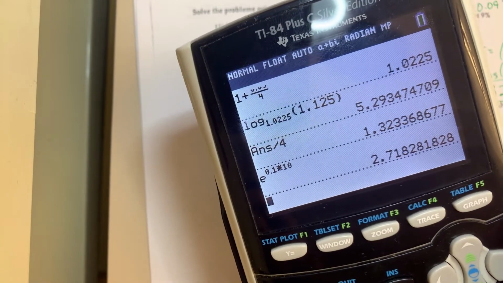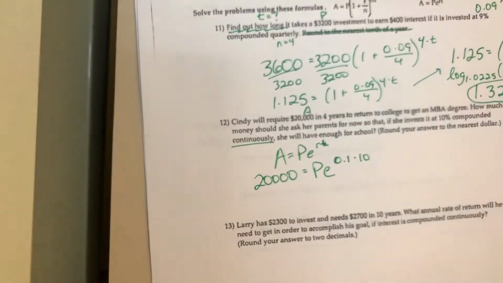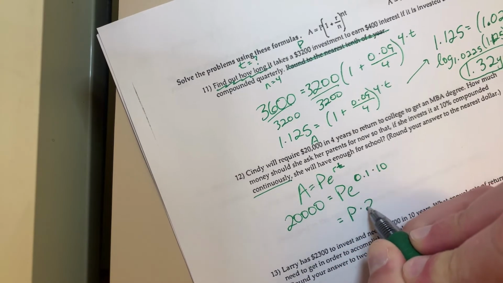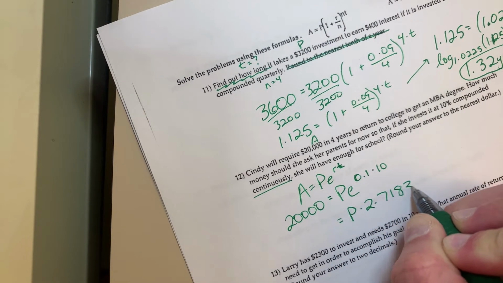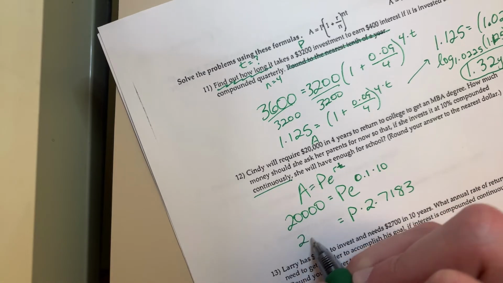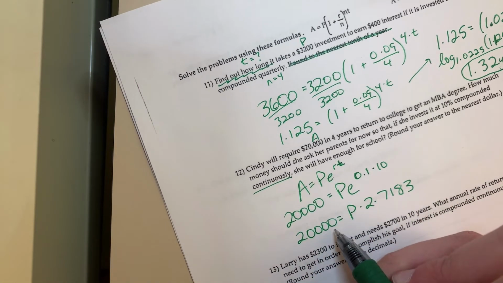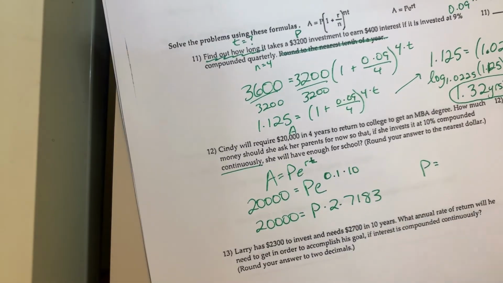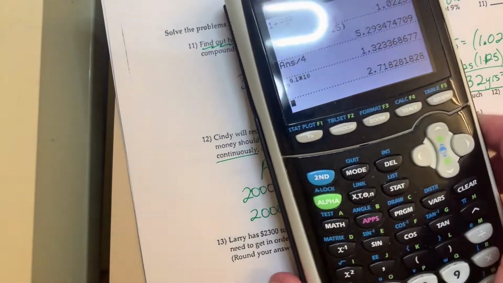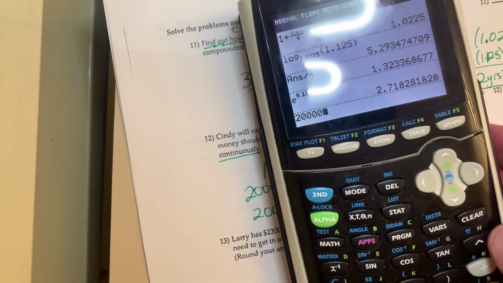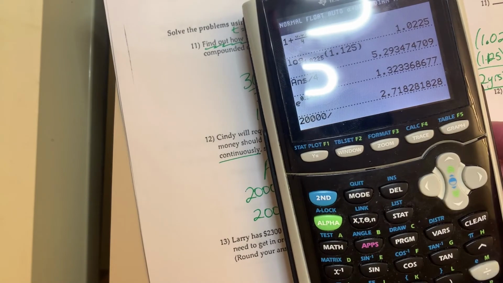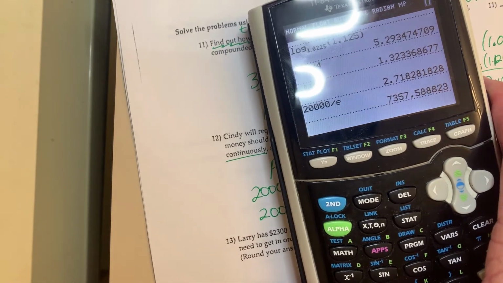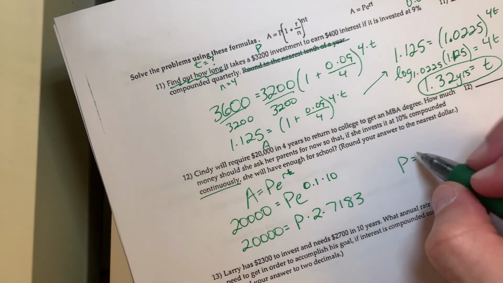So let's just say it's 2.7183, if we round just a little bit. So P times 2.7183, or pretty much exactly what E is. So basically my answer is going to be 20,000 over E, essentially, is going to be what P is equal to. Or again, you can round it and get that decimal, that's fine too. So P, if I just did that, 20,000 divided by E if you want to be exact, or you can go with that decimal if you rounded, about 7,357.